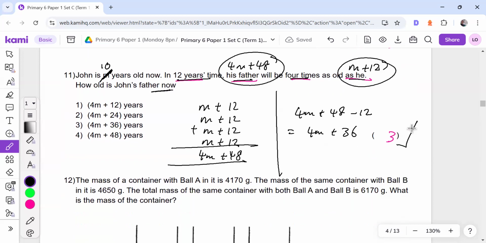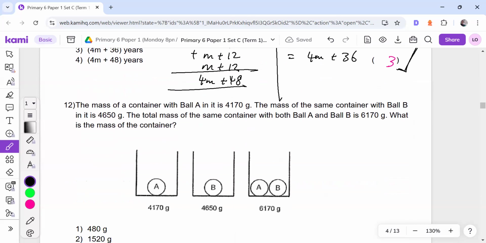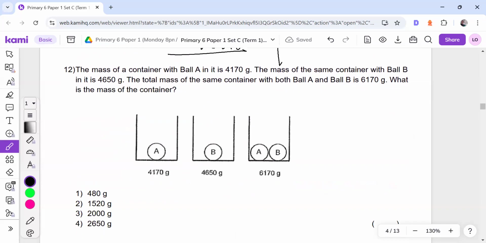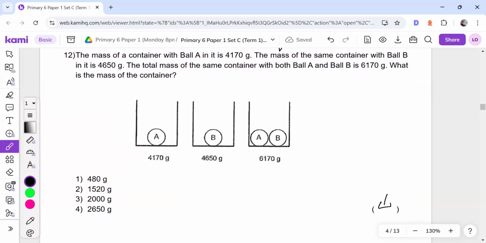So the answer is number 3. Just now we put down number 4. There was a mistake, so number 3. Okay, question number 12. What's the answer for number 12? The answer is number 4.